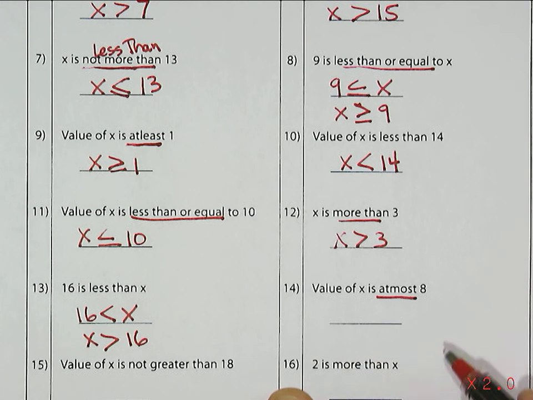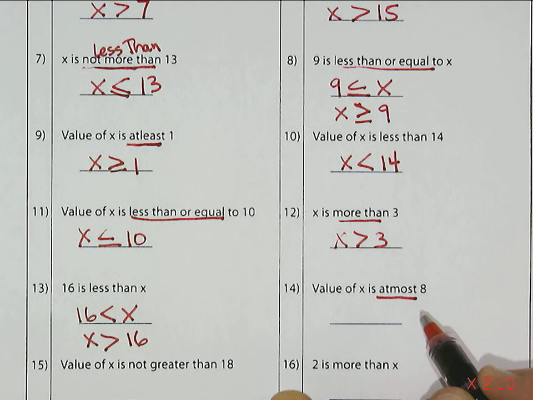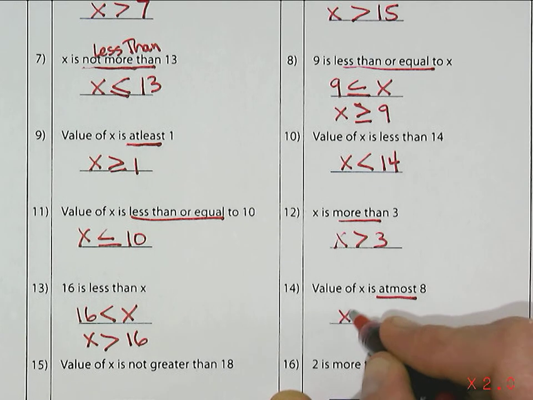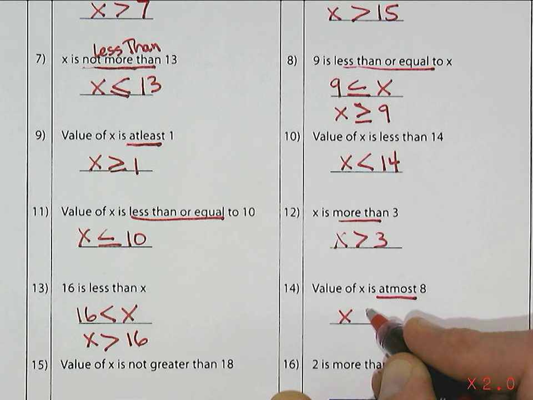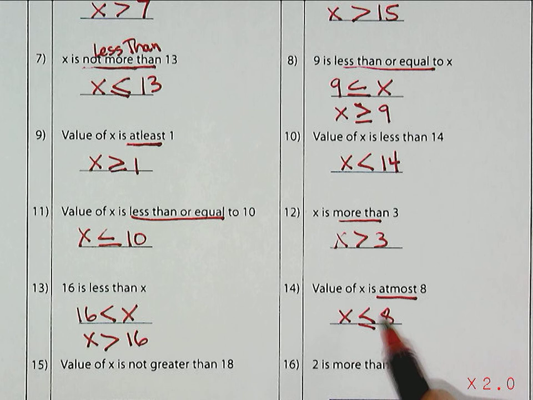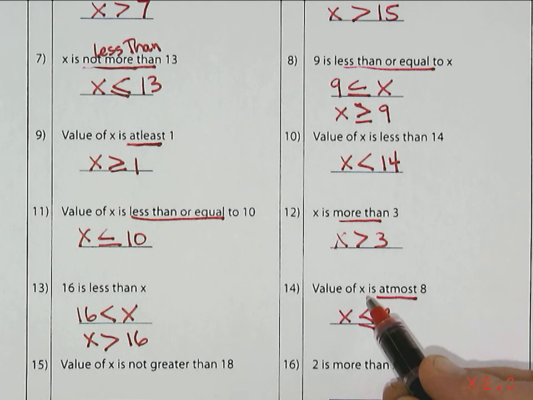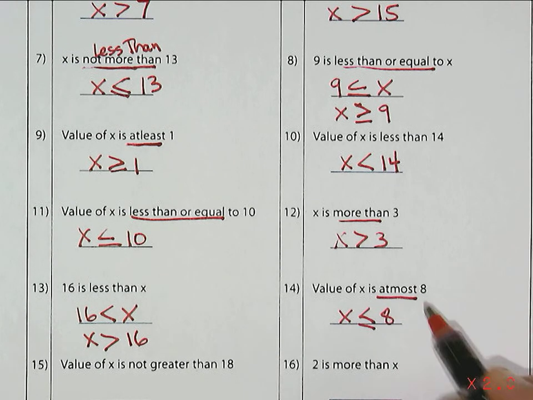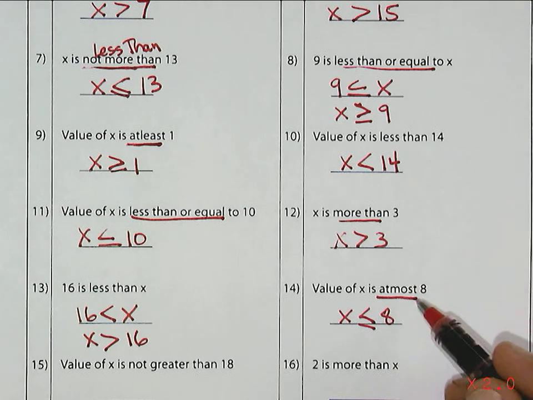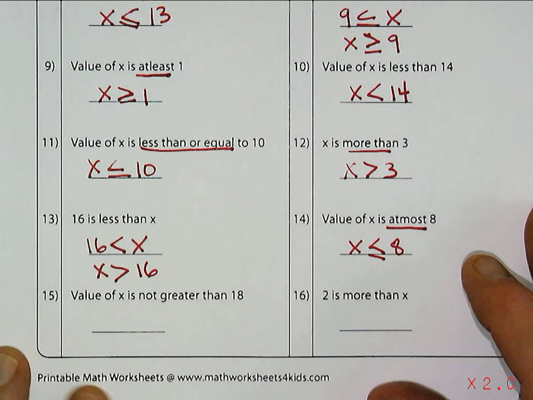So at most, when we think of this term, x is at most 8. So the biggest it can be is 8, which means it has to be x is less than or equal to 8, because it can still be 8. 8 is at most 8, if you put the 8 in for x. We think of 8 is equal to 8, anything less than that. So if I said x is 5, 5 is at most 8. We haven't reached the at most, so anything below it would be included in the set of answers.